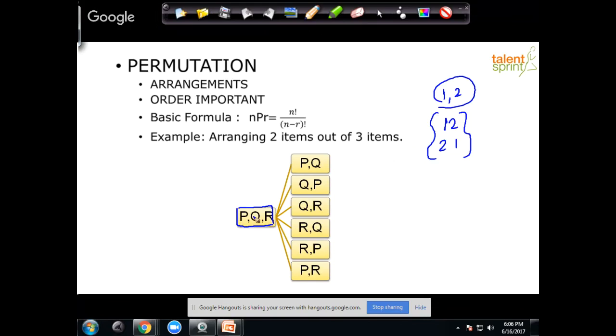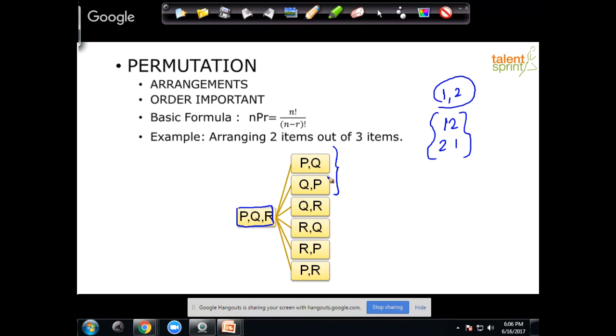So you have three items, P, Q, and R. Taking two items at a time, what are the possibilities? You can take PQ, QP, QR, RQ, RP, or PR. The important thing to note here is that PQ and QP are two different arrangements. The order in which the items appear is important in the case of permutations. This is the most important thing you should know: permutations are arrangements, and the order in which you arrange the items is important.